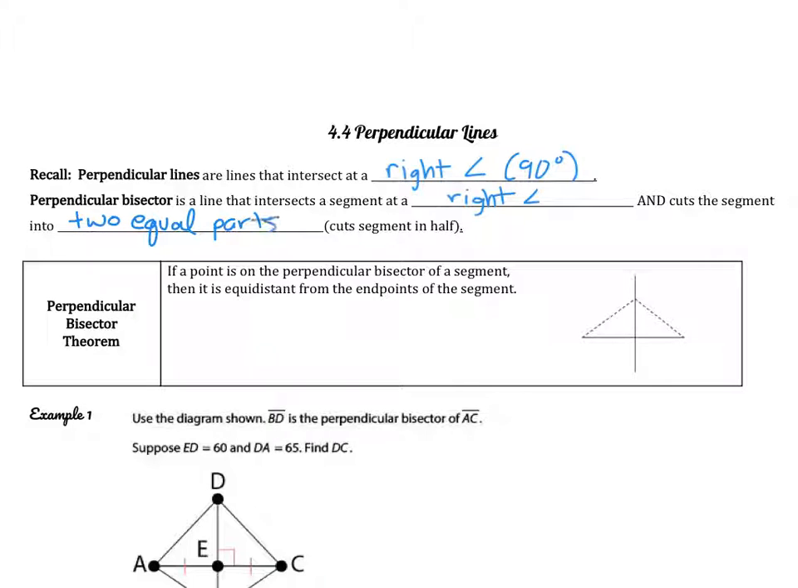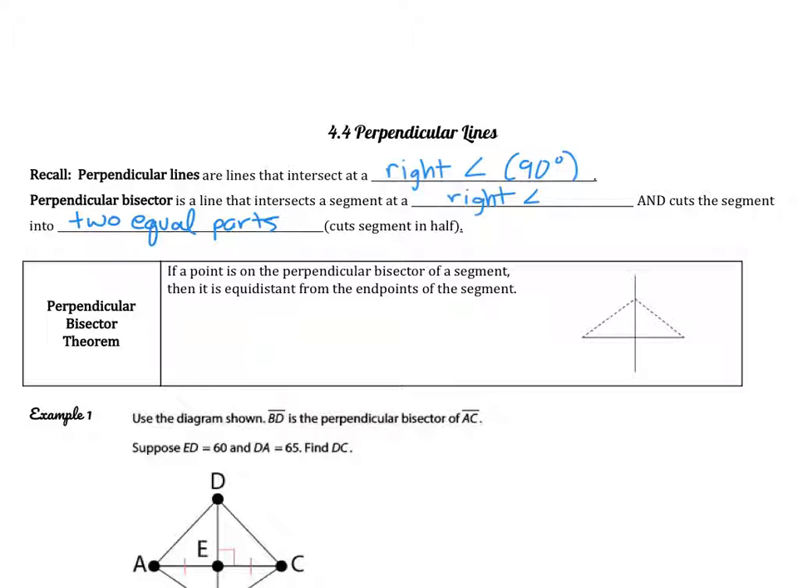And remember, that's what a bisector does. A bisector cuts a segment perfectly in half. So the perpendicular bisector theorem states that if a point is on a perpendicular bisector of a segment, then it is equidistant from the endpoints.